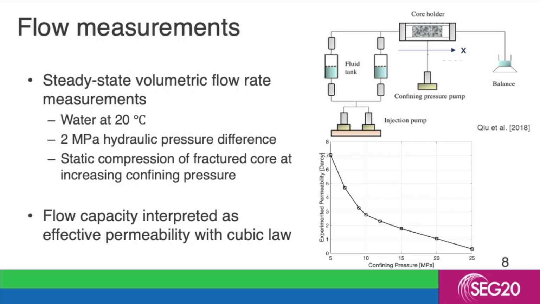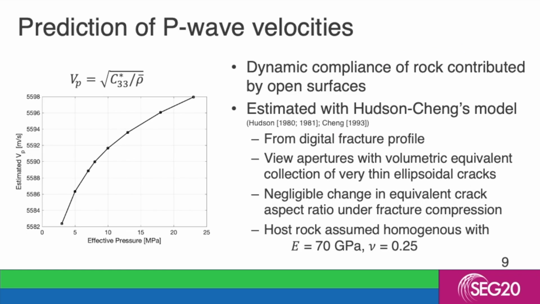The figure on your right bottom represents the experimental result. It's shown that as confining pressure increases from 5 to 25 megapascal, the permeability of the fracture decreases from 7 Darcy to a fraction of a Darcy. In this experiment, the measurements of dynamic elasticity are insufficient, so we have to supplement this information using modeling.